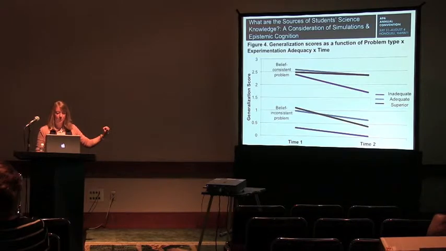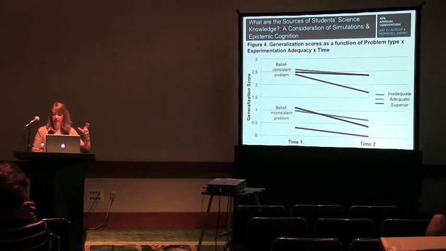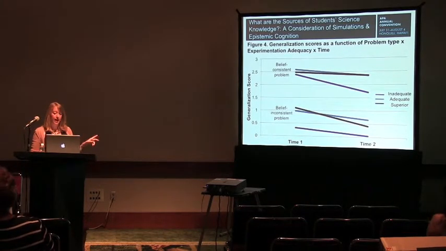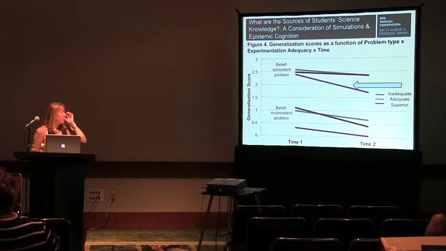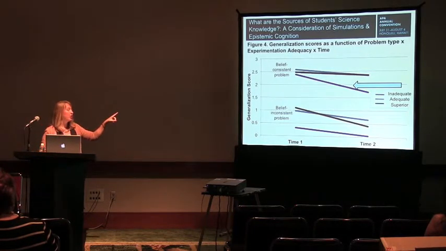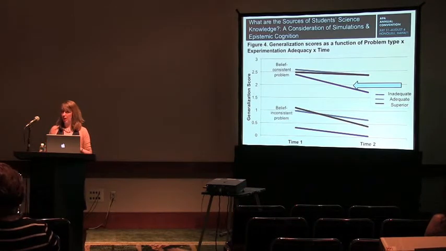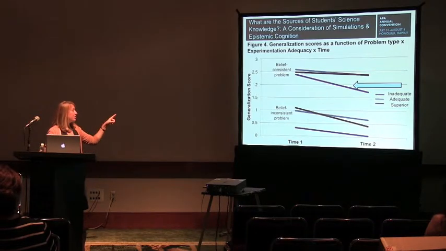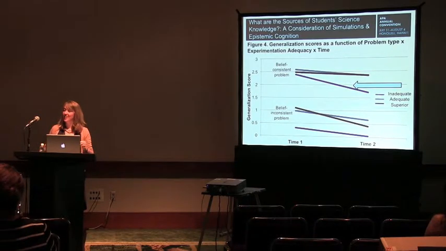The most interesting thing that I want to point out here, and we also see that inadequate experimenters are answering correctly less often than the adequate and superior experimenters. Has anybody had a moment to realize what this means, though? These are the students who were inadequate experimenters on the belief consistent problem, and this is their performance from time 1 to time 2. So this is a problem that everyone coming in knew the answer to, and the ones who conducted a poor experiment, 12 weeks later, had the greatest decline in their accurate knowledge. They were answering these questions incorrectly.